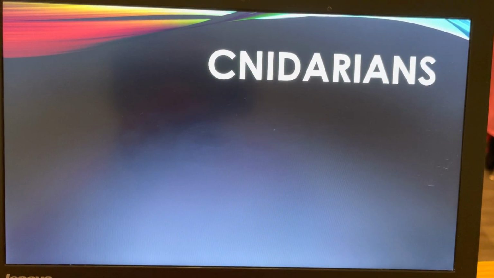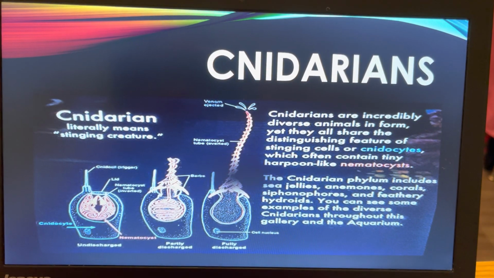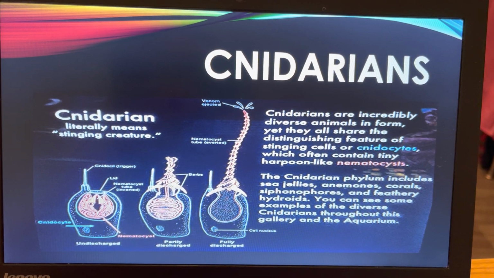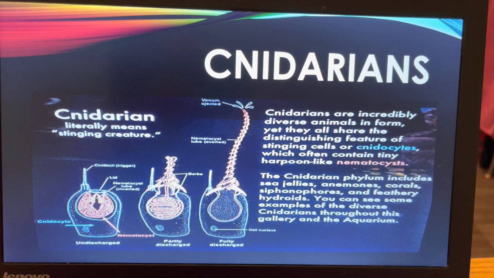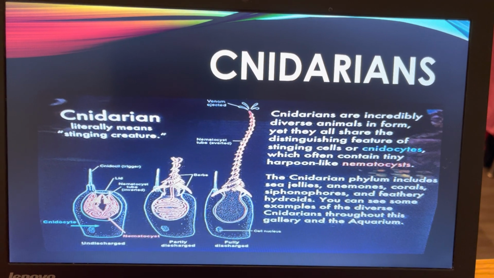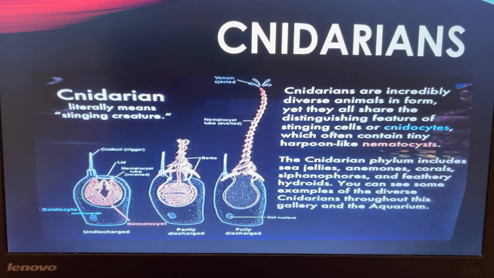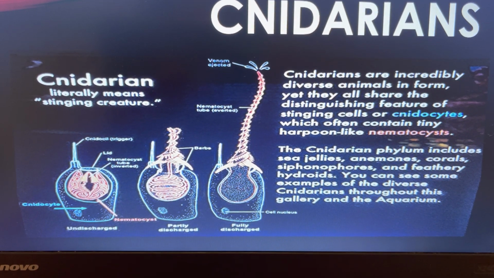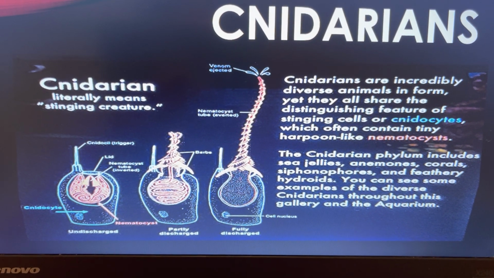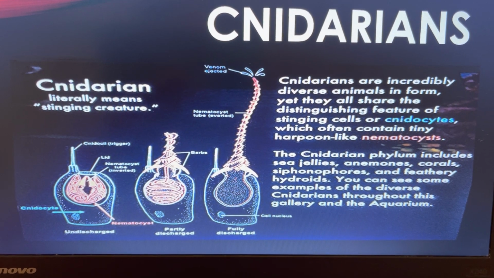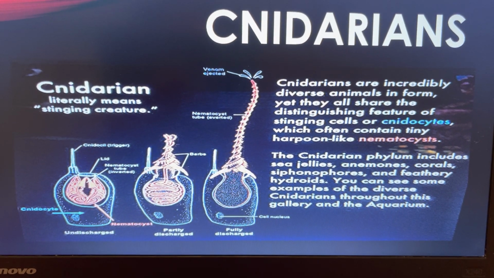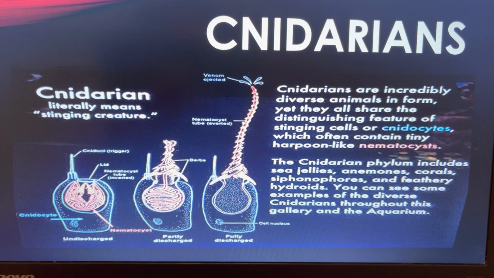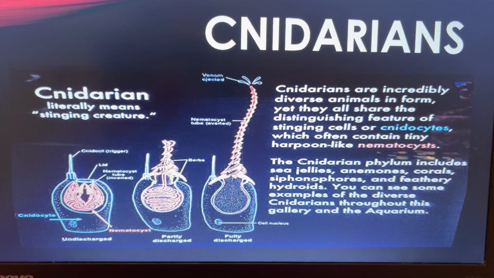Speaking of Cnidarians, the name literally means stinging cells or stinging creatures. Incredibly, they are diverse animals in form, yet they all share the distinguishing feature of stinging cells, or cnidocytes, which often contain tiny harpoon-like nematocysts. The Cnidarian phylum includes sea jellies, anemones, corals, siphonophores, and hydroids.